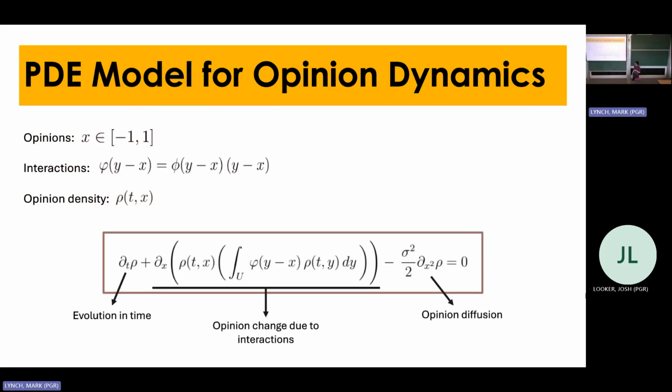So the first part just says it evolves in time. This bit is those interactions. If we're looking at opinion X, we integrate over all the other opinions that they could interact with. We look at the probability of someone having that opinion and then what the effect of that interaction would be. And then we also have some opinion diffusion that is modeling random changes in people's opinion distribution, which causes this density to spread out slightly.